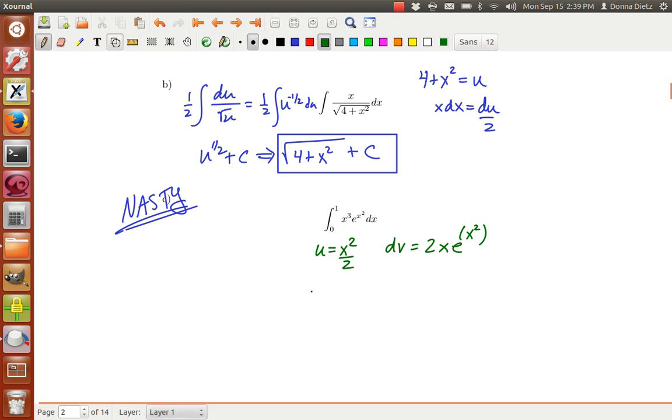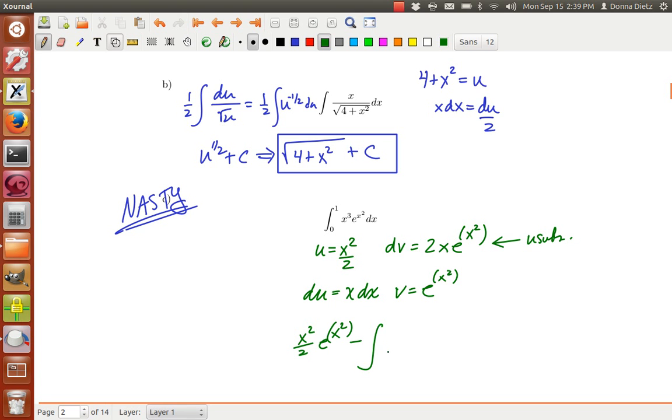Okay, so du is going to be x dx, and v is equal to e to the x squared. I mean, you can use u substitution on that piece to figure out v if it's not obvious. But you can just take the derivative of v and see that you get back to where we came from. Then we go uv minus integral v du.